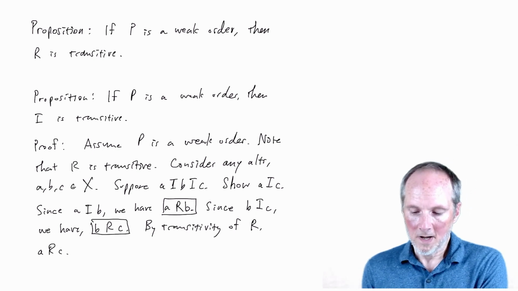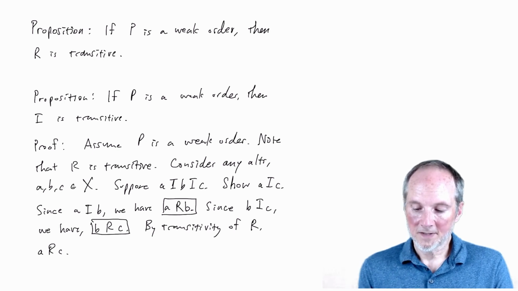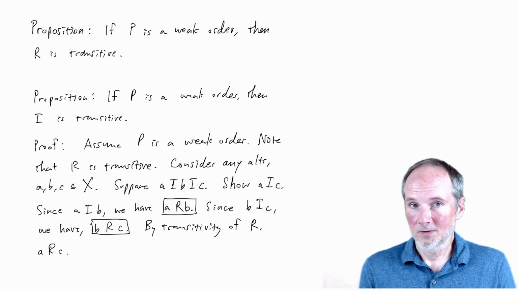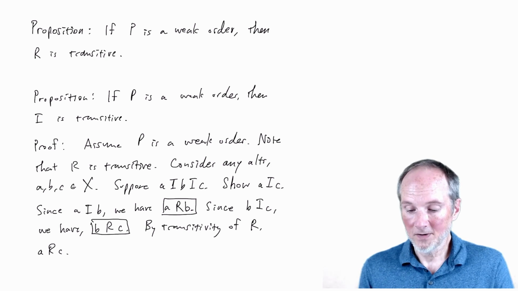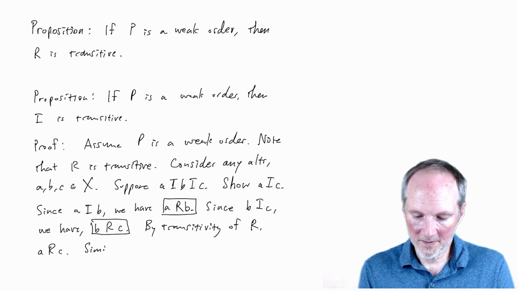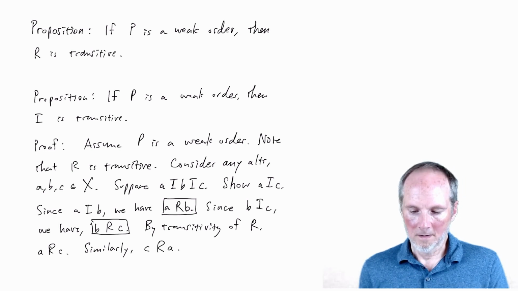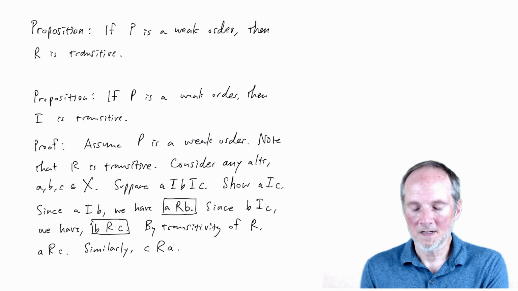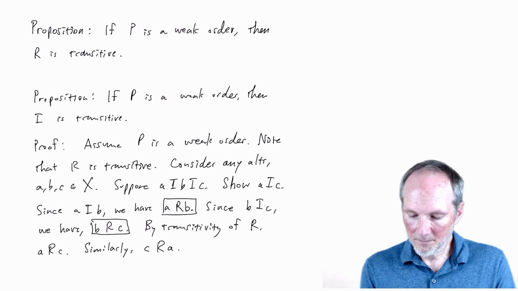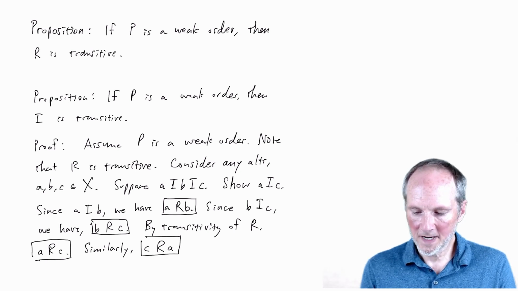All right, now you can check for yourself. You can do this argument in the other direction. Okay, that is, C is at least as good as B, B is at least as good as A, and you can apply transitivity again to get C weakly preferred to A. And I'm going to skip that here and just write, by a similar argument, C is weakly preferred to A.